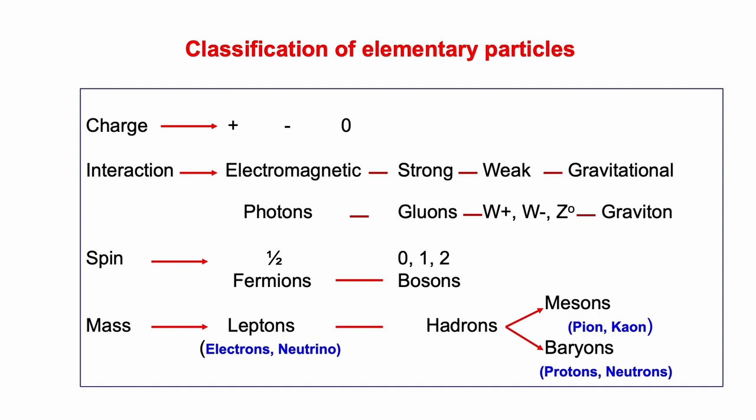There are various ways for the classification of elementary particles. We know that there are charged and neutral particles. The electron is the first particle discovered and is negatively charged, followed by protons, the positively charged particle, and the neutron with no charge. Based on spin, particles can be classified as fermions and bosons: fermions with half integral spin and bosons with integral spin.